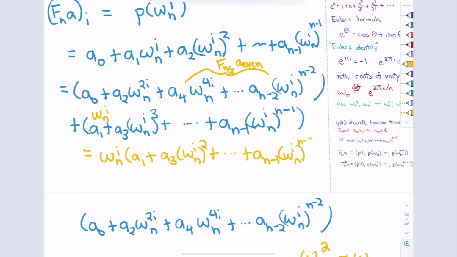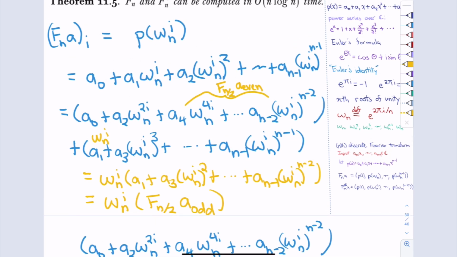Okay. So if I pull out one copy of the nth root of unity, the ith one, then everything inside is even. The powers of omega are even. So I can write this as, I'll skip the calculations in the interest of time, but again we'll get the Fourier transform of half of n for only the odd coefficients. That seems like a lot of algebra, but what have we done?